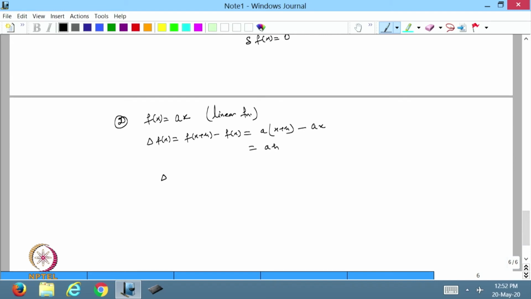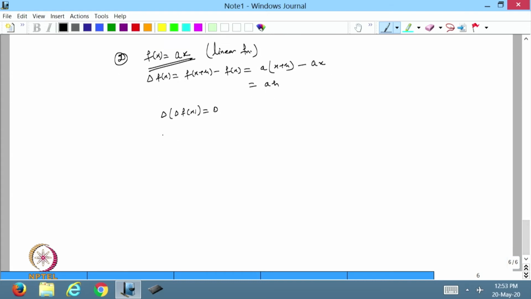Now, suppose I want to apply this forward operator one more time. This is a constant function, so the value will be 0, as we have done in the previous one. So, from here I can say that if I have a linear function and if I apply the forward operator 2 times, its value will be 0. If I apply the forward operator 1 time, its value will be constant, and that will be ah.